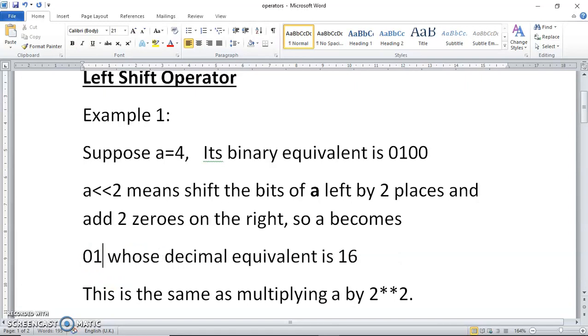So this is the value of A. If you shift these bits towards left, that means you need to add 2 zeros here. No, towards right, I'm sorry, the zeros are added towards the right, like this. So if you are shifting towards left, 2 zeros are added to the right, and this binary number is equivalent to a decimal 16. Now you see the other thing that we discussed, that A left shift 2 means multiplying A by 2 raised to power 2.